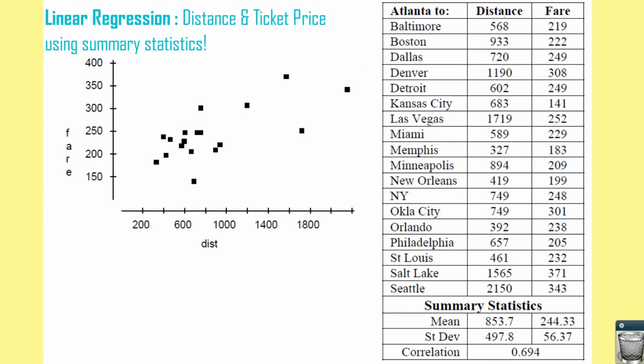First, you have to get your data. So the city, the distance there, the Boston airfare. All your points are related to these things. Then let's get out our calculator.